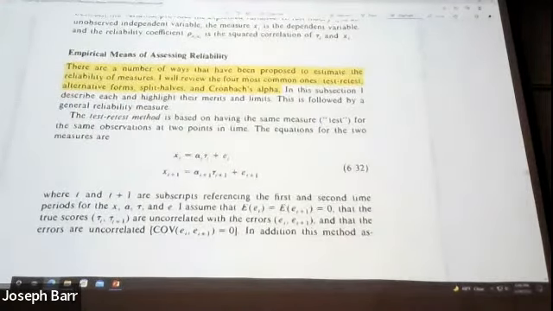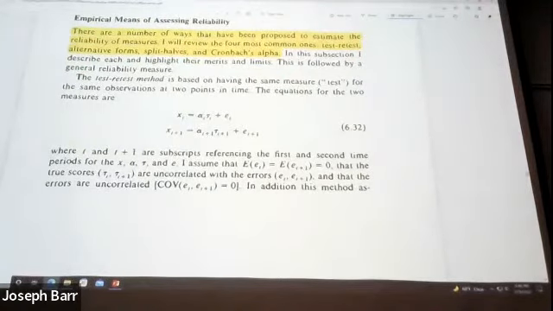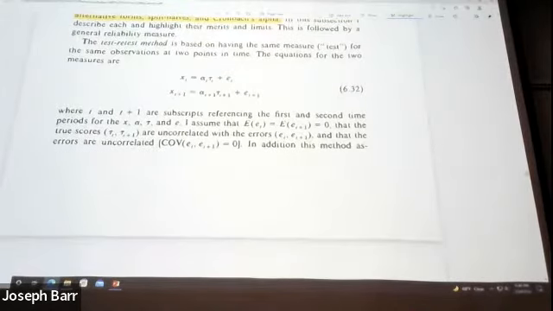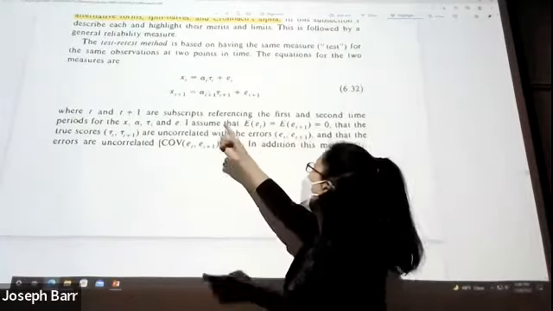Okay. There are a number of ways to estimate reliability, and we're going to cover these four: test-retest, alternative forms, and the split-half Cronbach's alpha. This is the test-retest method. Basically, you just test twice.